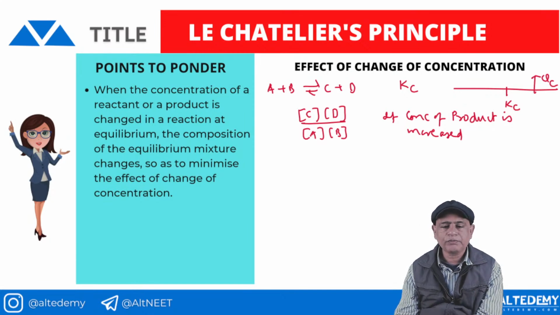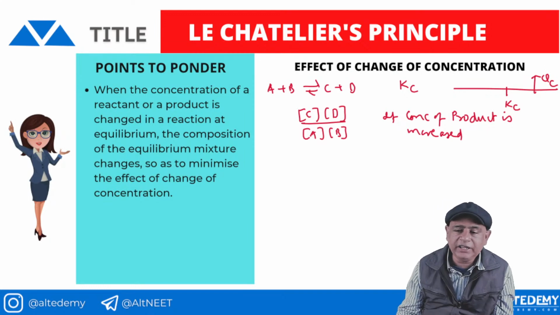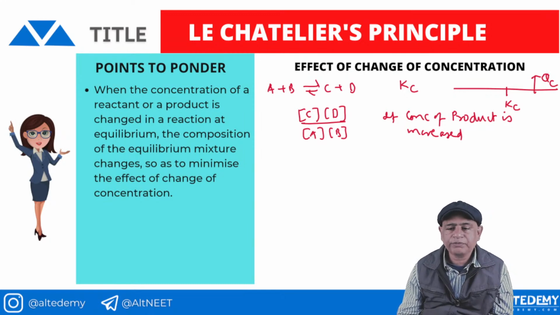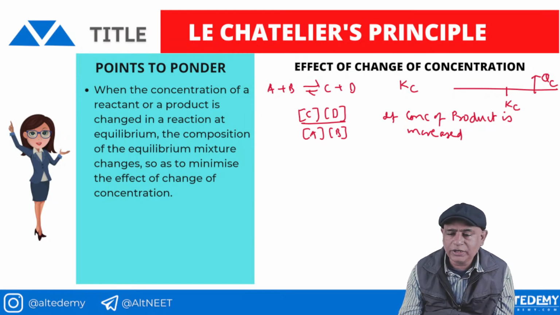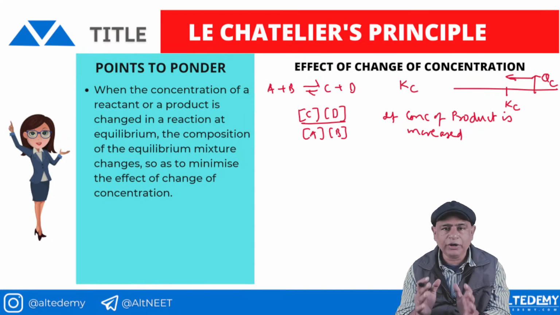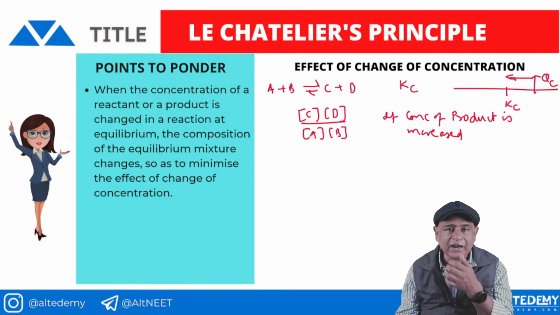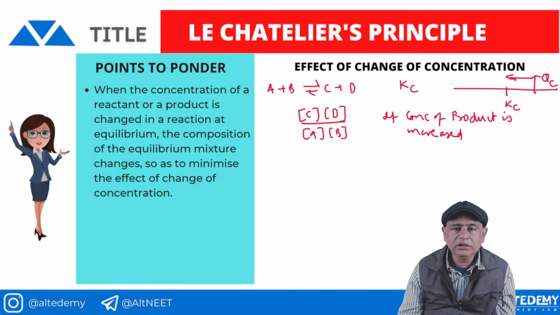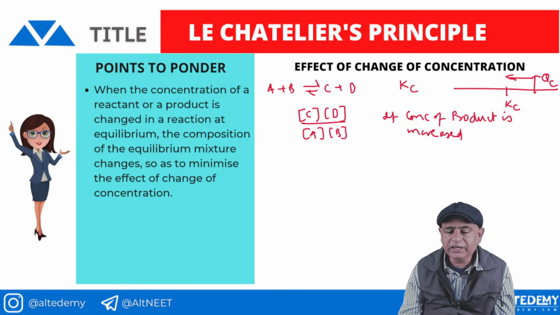Let us call this Qc. We have increased the concentration of C and D, so equilibrium will be temporarily shifted to Qc. Now it will always try to achieve the old equilibrium, so obviously the reaction will start moving in the backward direction. So increasing the concentration of product for a particular chemical reaction is never advisable. Rather, you must have noticed that as soon as some product is being made, we generally try to filter it out so that the reaction works very smoothly.